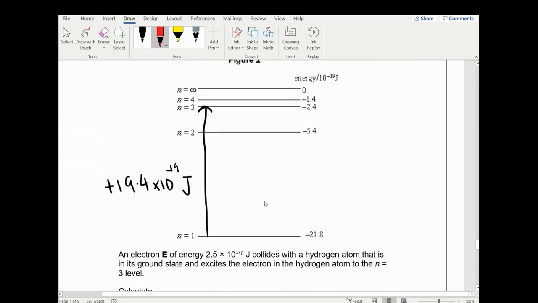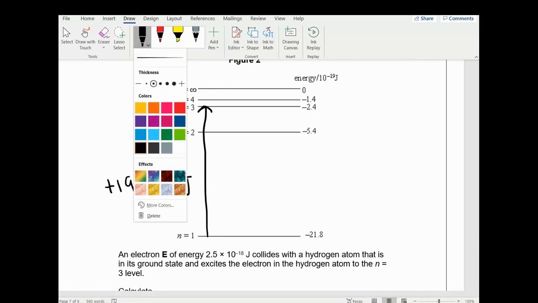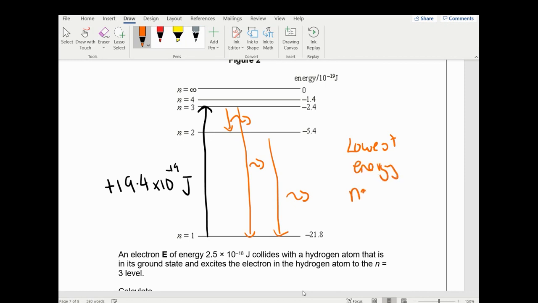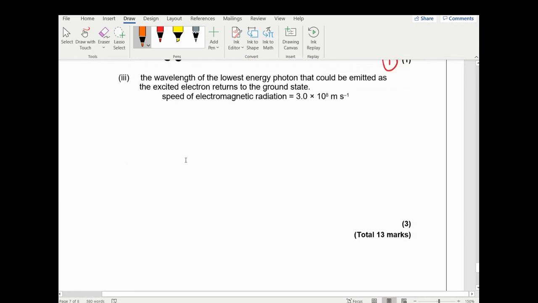So by doing this here, it's going up to n equals 3. When it comes back down, it could emit this one, it could emit this one, or it could emit this one. It could emit any one of those photons. And it wants the lowest energy one. So it's the one with the smallest amount of energy, which is going from n equals 3 to n equals 2. That's the smallest amount it could have emitted.